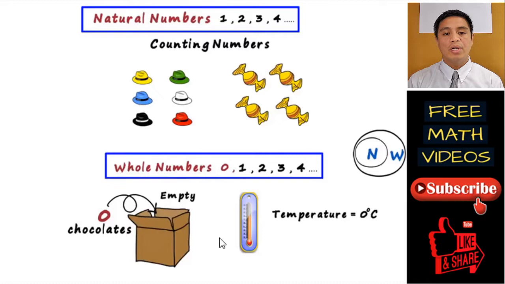First is an illustration here, which is an empty box. So if you ask someone how many balls are there in the box, that someone will answer you 0 balls. Okay, so that someone used the number 0 because the box is empty. There is nothing inside. Or another example could be the temperature. Temperatures could be 0 degrees Celsius. Okay, so these are examples of situations where we use the number 0.